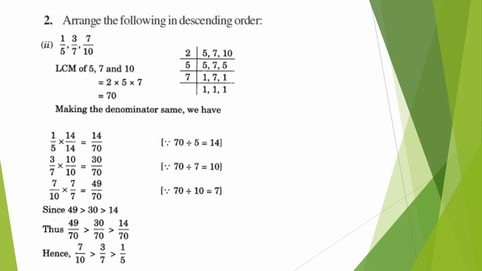Our question is to arrange 1 by 5, 3 by 7 and 7 by 10. So we can see the fraction 49 by 70 is 7 upon 10. So we can write according to the question, 7 upon 10 is greater than 3 upon 7, which is greater than 1 upon 5. This is the required descending order of the given fractions.